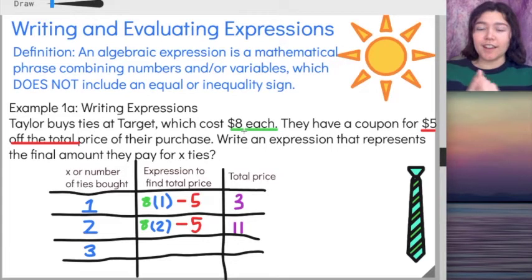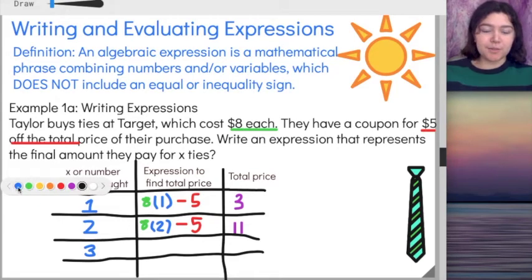Well, if it's $8 for my first tie, that's $8. Then I have another $8 for my second tie, 8 plus 8. And then now I have a third tie, I have 8 plus 8 plus 8, same thing as 8 times 3. Okay, so you multiply the number of ties times the cost of each tie.